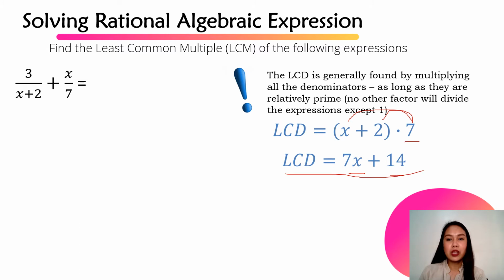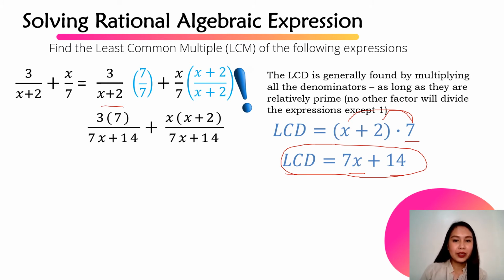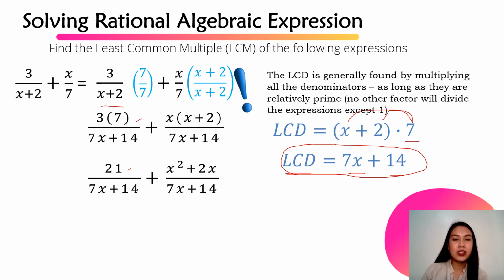Now, this LCD will be the new denominator of our fractions. To make that, we have to multiply 7 over 7 to 3 over x plus 2, and x plus 2 over x plus 2 to x over 7. Now, applying that, the LCD is now 7x plus 14 for both of the addends. 3 times 7, plus x times the quantity x plus 2. Now, if we simplify that, 3 times 7 gives you 21. And x times the quantity x plus 2, we have to distribute x. x times x gives you x squared, and x times 2 gives you 2x.